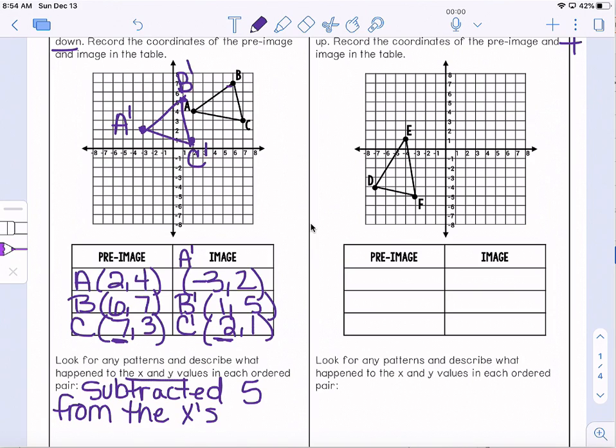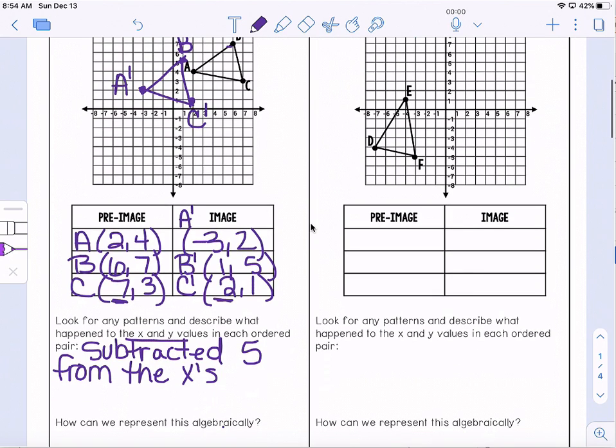And then we went down 2. We translated down 2. So if you think about going down 2, what did we do to the y values? Well, 4 minus 2 is 2, 7 minus 2 is 5, and 3 minus 2 is 1. So on the y values, we subtracted 2 from the y's.